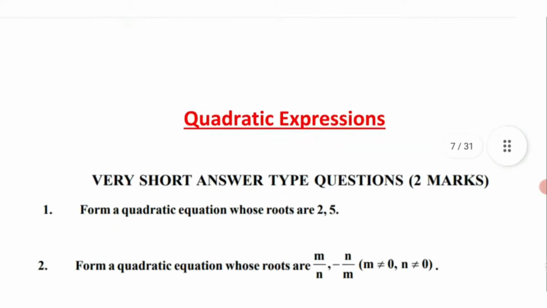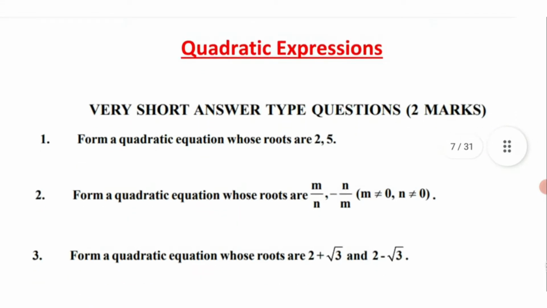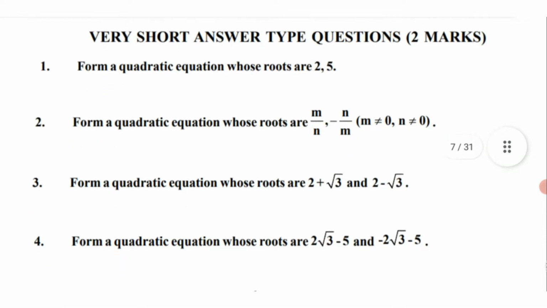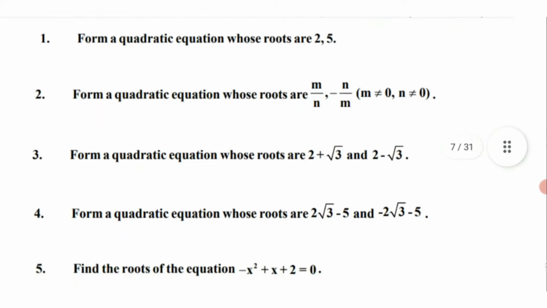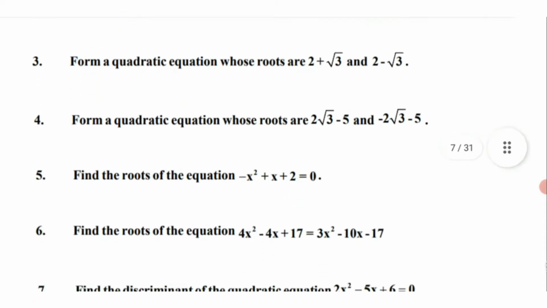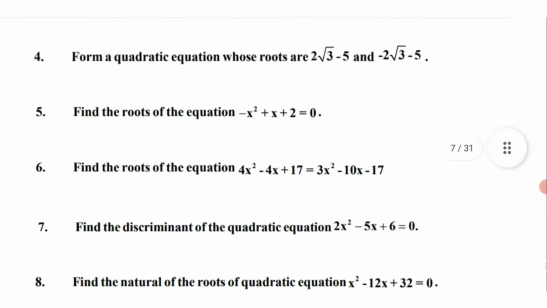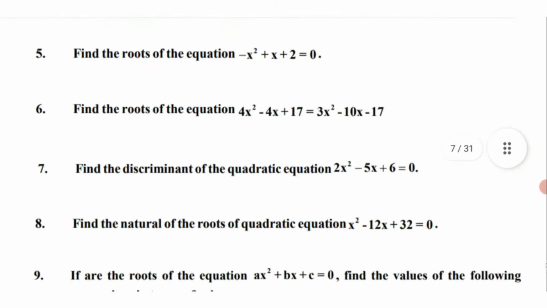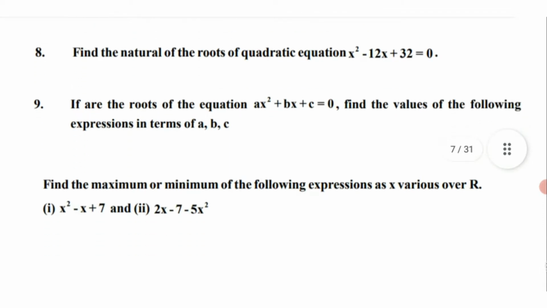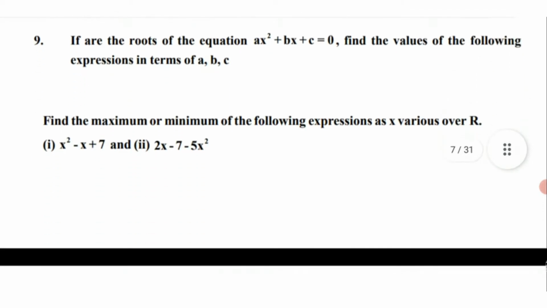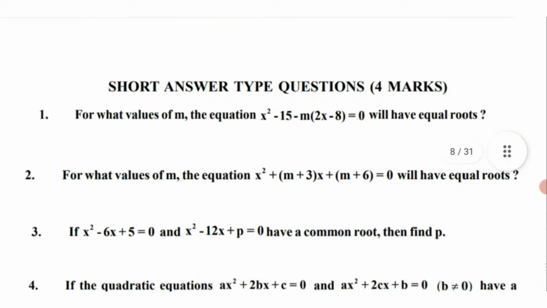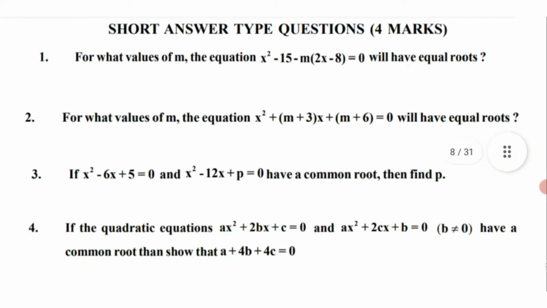6th question, 7th question, very important questions for De Moivre's theorem. Next is quadratic expression. 2 marks questions I have given here. Form the quadratic equation whose roots are m by n minus n by m. Next, 2 roots are given, form the quadratic equation. Find the roots of the quadratic equations. Find the roots, discriminant, nature of roots, and minimum and maximum expressions.